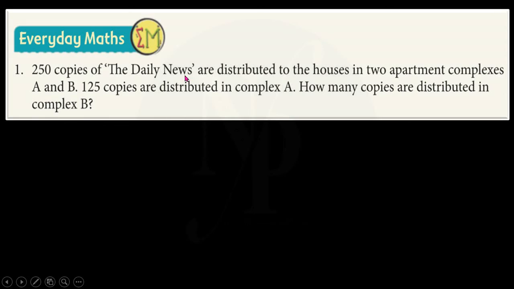The daily news is the name of a newspaper, and 250 copies of that newspaper were distributed to the houses in two apartment complexes A and B. If 125 copies are distributed in complex A, we should find how many copies are distributed in complex B. So how to find that? Let us see now. Solution.